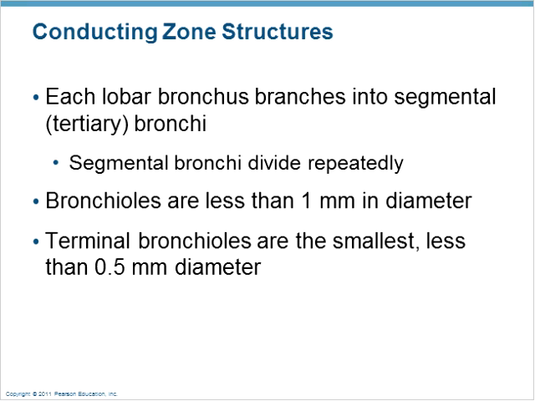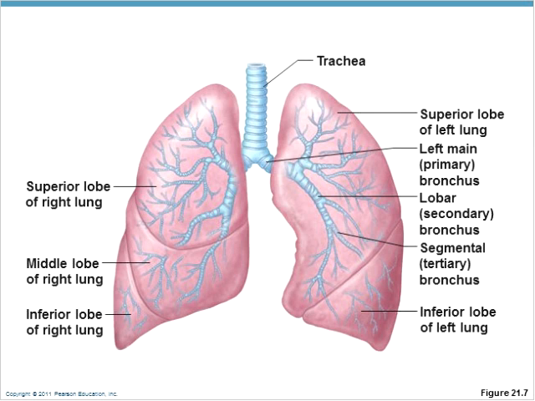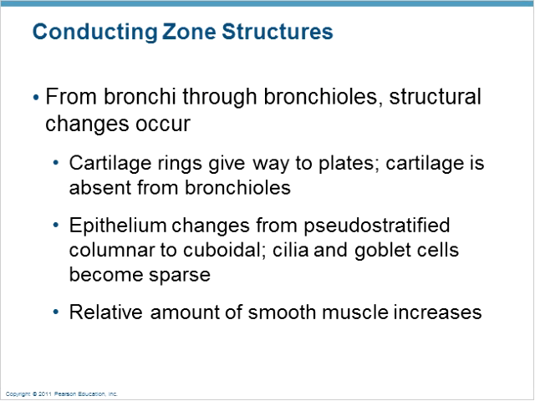Each lobar bronchus branches into segmental, or what we call tertiary, bronchi, which are smaller. The segmental bronchi divide repeatedly until the bronchioles are less than 1 millimeter in diameter. The terminal bronchioles are the smallest, less than half a millimeter in diameter, so you get a feel for what we're talking about. You can see the trachea, main stem bronchi, and the breakdown into smaller and smaller bronchioles as we move down into the smaller areas of the lung.